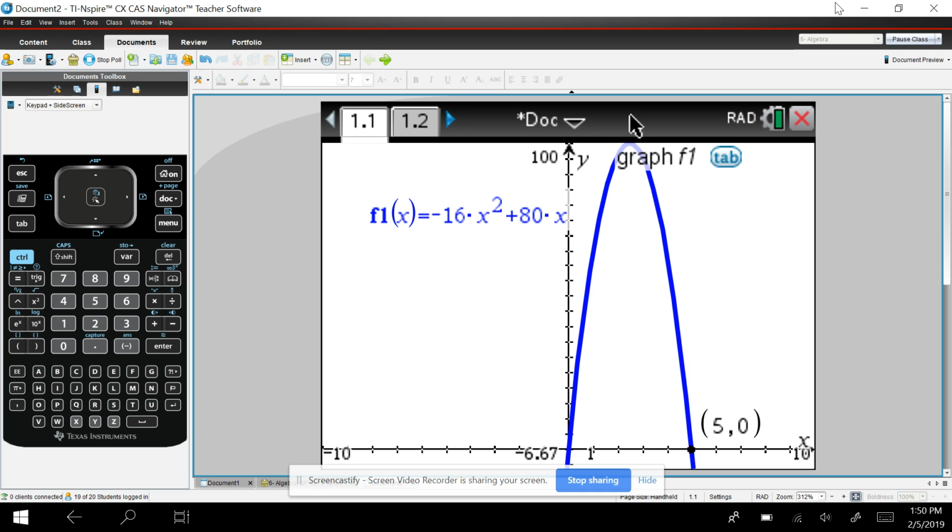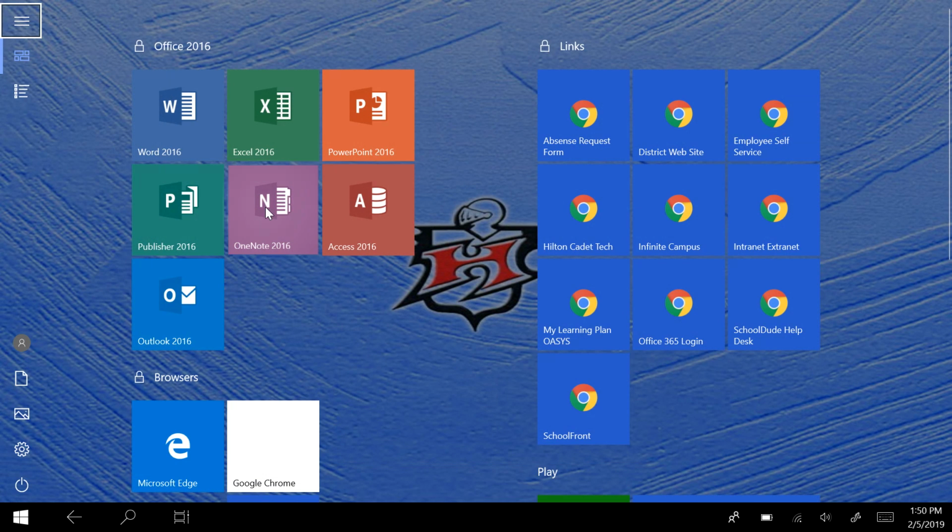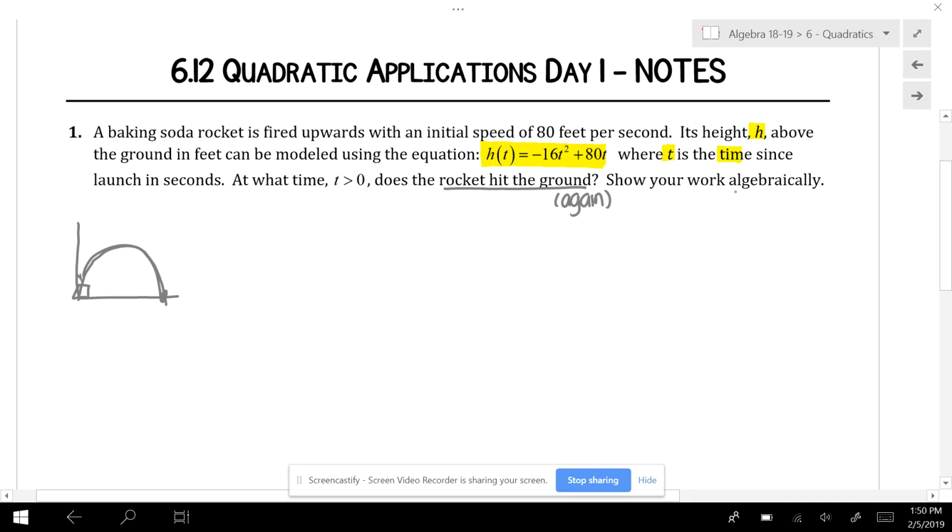But what we have to do is actually answer the question. We can't answer it graphically; we have to answer it algebraically, which means we need to show some form of work. The hardest part about this question is knowing that they wanted me to take the path of the rocket and set it equal to 0, because I want to know when the height is equal to 0. So I set up my height and set it equal to 0. Now we have to solve this.